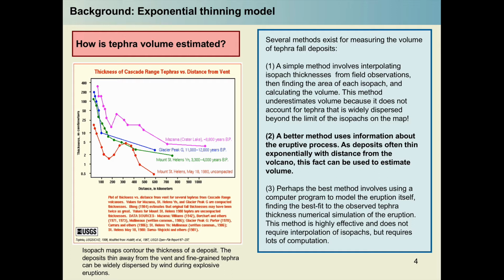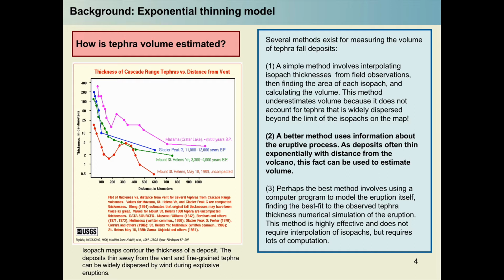So there are several methods for measuring the volume of tephra fall deposits. One simple method is you go out into the field, you estimate or measure the thickness of the deposits from that one layer in as many locations as you can to great distances away from the volcano if you can. And then you make an isopac map of all of the different thickness contours as a function of distance. And then you can just take the areas of each isopac and then simply calculate volume. But this method is actually not accurate. It underestimates the volume because it doesn't account for very, very widely dispersed tephra.